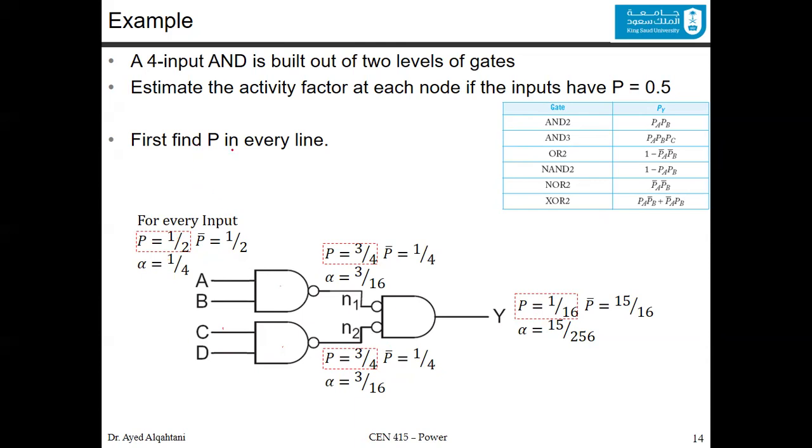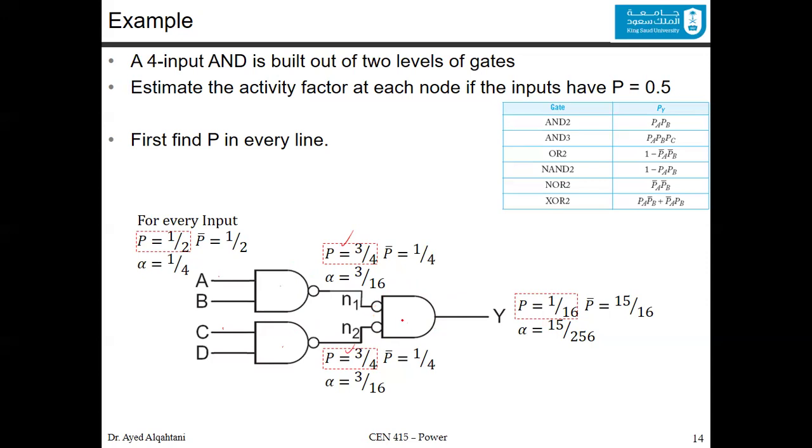So let's find the P first in every line. In every line of the inputs, it's actually a half. After the NAND, we know that for 2 inputs it is 1 minus the multiplication of both probabilities. So half and half, and you say 1 minus a quarter. So 1 minus a quarter is 3/4. So it's 3/4 here, and 3/4 here. At the output is again this circuit here. This is actually an AND, and this is an AND, and this is a NOR.